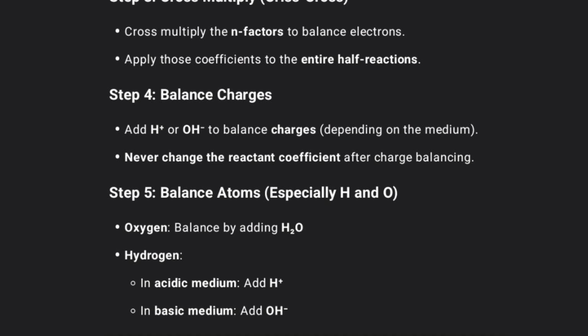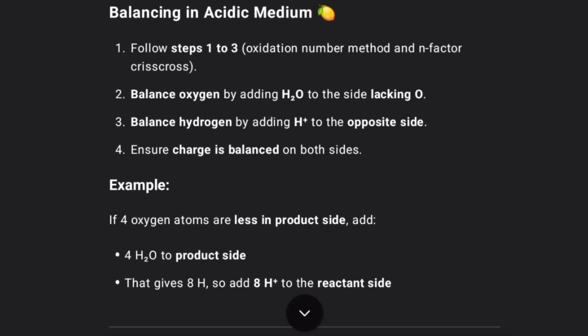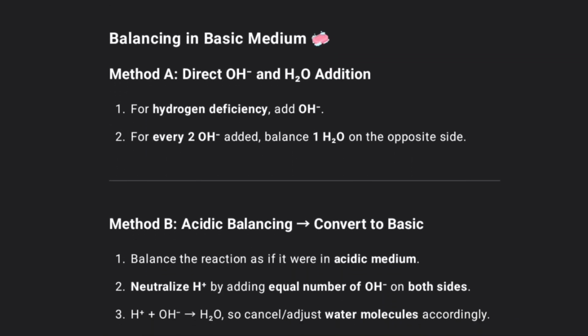Balancing in acidic medium. 1. Follow steps 1 to 3: oxidation number method and n factor crisscross. 2. Balance oxygen by adding H2O to the side lacking O. 3. Balance hydrogen by adding H+ to the opposite side. 4. Ensure charge is balanced on both sides. Example: if 4 oxygen atoms are fewer on the product side, add 4 H2O to the product side. That gives 8 H, so add 8 H+ to the reactant side. Balancing in basic medium.